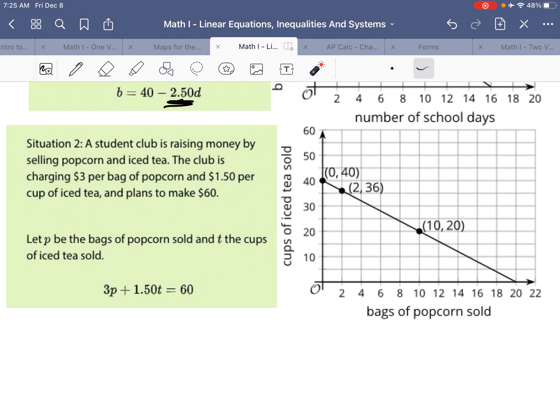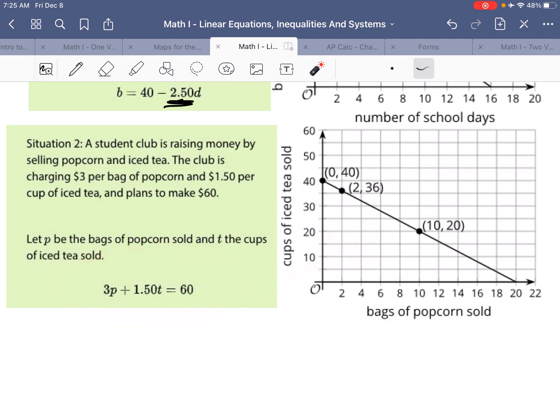because if we're looking for the total amount that we're going to make, $3 per bag of popcorn, we're going to take $3 times the number of bags of popcorn that are being sold. $1.50 per cup of iced tea, we're going to take $1.50 times the number of cups of tea. And if we combine those values together, we get our total. It's a little bit harder, though, to make the connection between this and this.